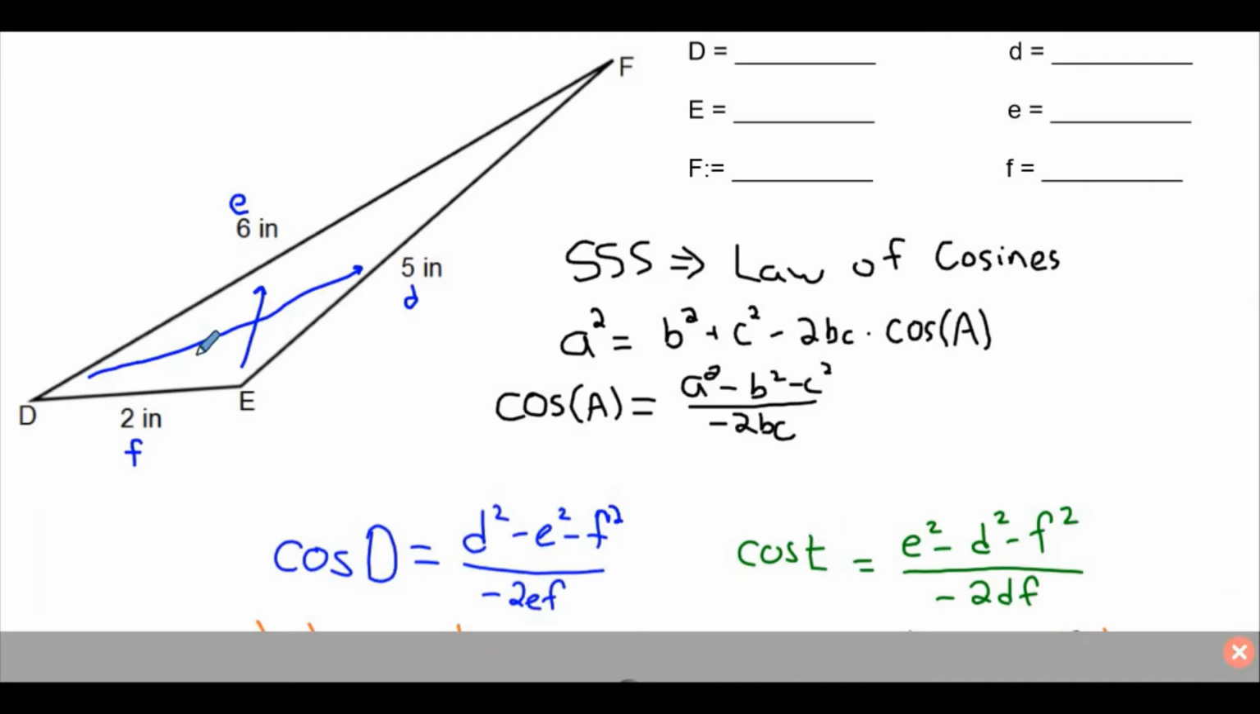The next one I did in order was E, right? So I just go in alphabetical order. So cosine of E would be E squared, the side that matches it, minus the other two squared, divided by twice those products. Remember, all the negatives stay together. So why didn't we do F? It's completely unnecessary. You can always use angle sum. If I find two angles, I can find the other angle by simply taking 180 and subtracting these two answers.